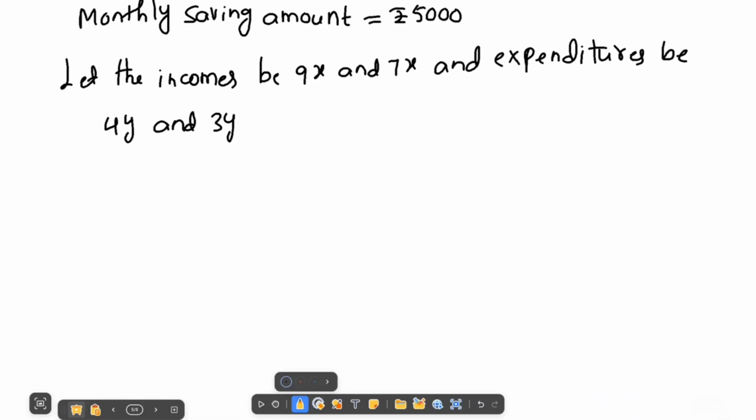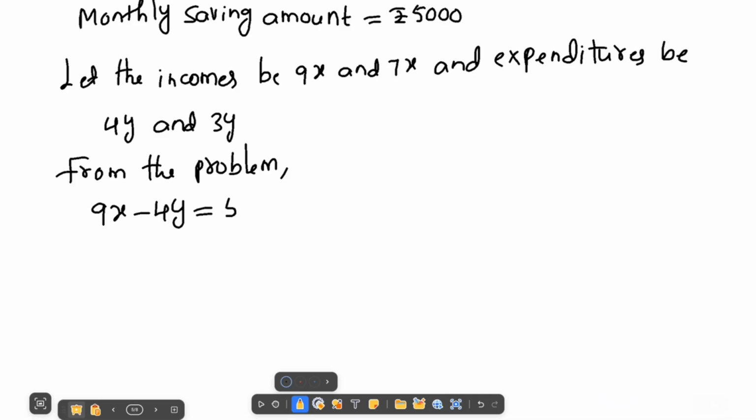So what do we get from the problem? They will save 5,000 rupees. How? The first person's income is 9x and his expenditure is 4y. So income minus expenditure equals saving, which equals 5,000. Let this be equation 1. And the second person's income is 7x and his expenditure is 3y, and this will be equal to his saving, 5,000. Let this be equation 2.